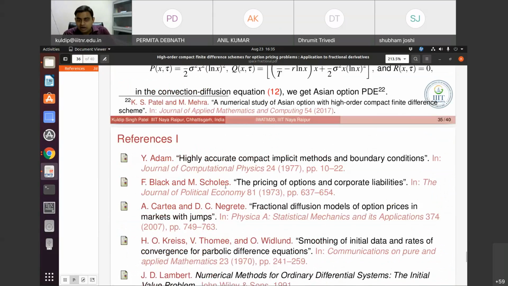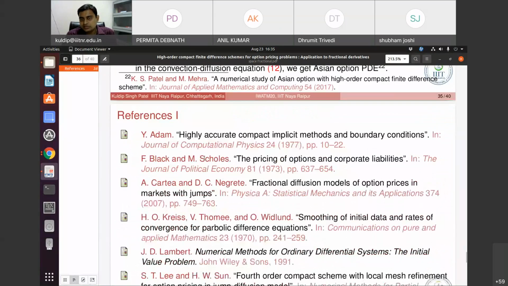From all my topics, I must explain some references here, because if someone is interested in any one of these, maybe compact schemes, maybe option pricing, maybe fractional, one can see these references and get an idea, right? So the paper by Adam: if someone is interested in compact schemes, he can see this paper. This is a very old paper, but beautifully written.